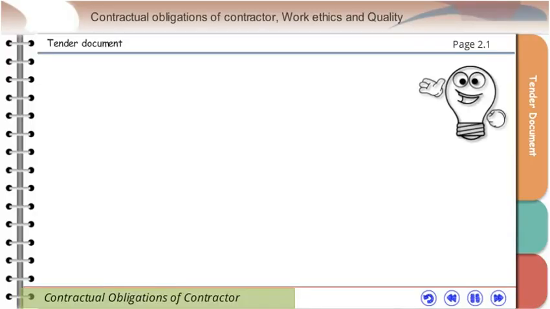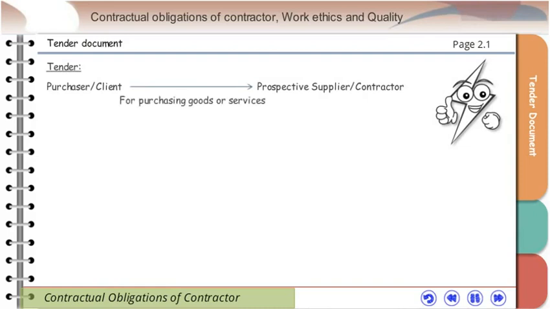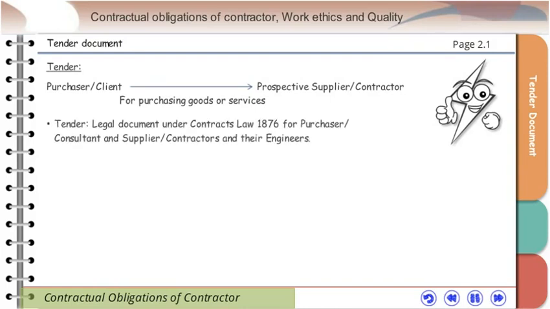We firstly look at the tender document. Tender is a document provided by the purchaser or client who wishes to purchase goods or services to the prospective supplier or contractor. Tender is a legal document under Contracts Law 1876 and should be worked with carefully by the purchaser or consultant and supplier or contractors and the engineers.